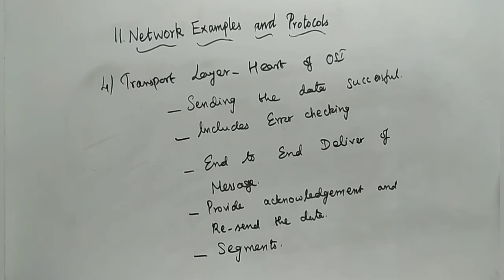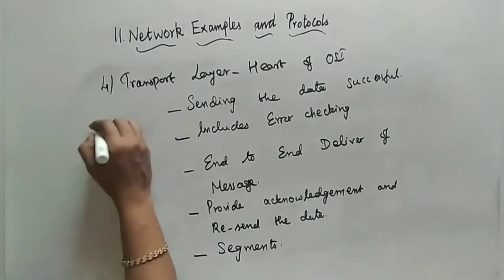Here it includes error checking. Similarly, it guarantees end-to-end delivery of the message. It also provides acknowledgement on whether your data reached the other end safely or not. And it has the option to resend the data: if the data that you have sent has any error, or does not reach the end correctly, it can resend that data. The data in this layer is called segments.